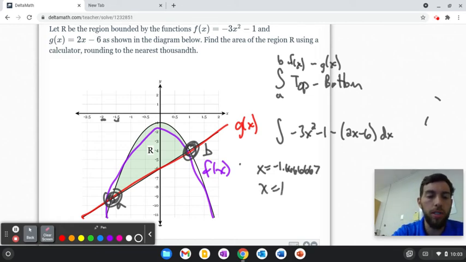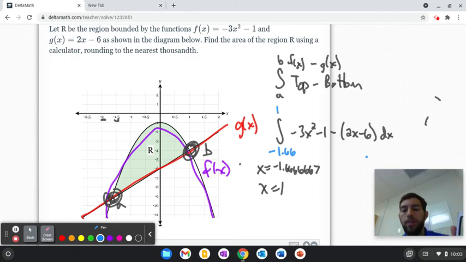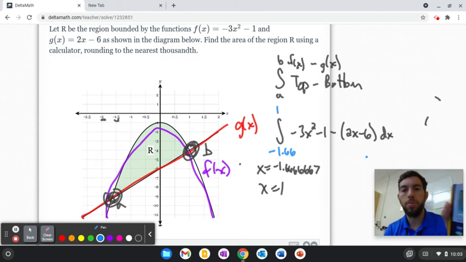All right, so it was 1, but we don't want to make that assumption. So we've got negative 1.66 and positive 1. All right, so that's good. This is one way that we can find those intersection points, is to just plot them as two separate functions again and find those two intersection points. So that's one way you can find the limits.